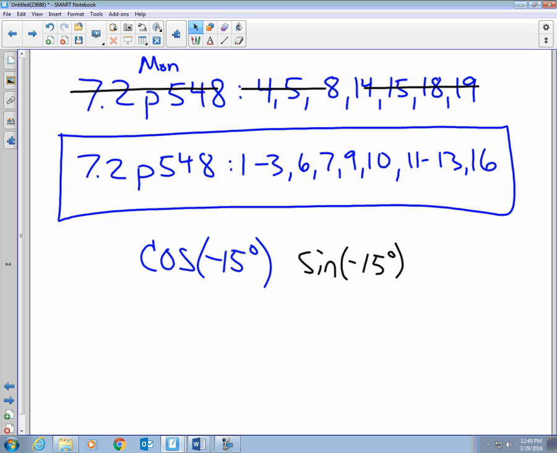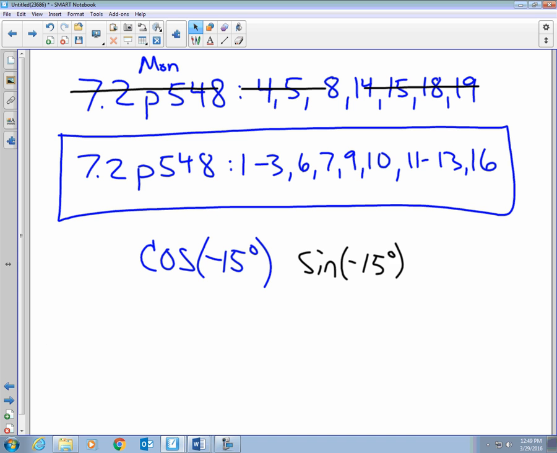Okay, I wrote down the wrong assignment originally from first or third hour. So you want to write down 7.2, page 548, numbers 1 through 3, 6, 7, 9, 10, 11 through 13, and 16. Before I start answering questions, I just want to make sure that you don't get confused when you get to your assignment.